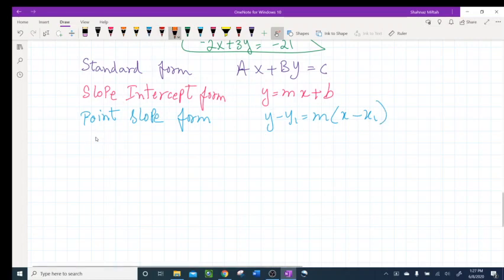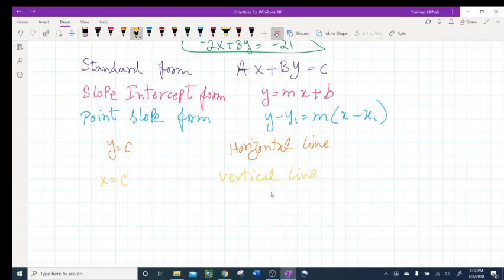Another thing that we need to know: if y equals c, the graph is going to be horizontal. The graph for y equals a constant is always horizontal. So you're going to say that's a horizontal line. x equals c is going to give me a vertical line.